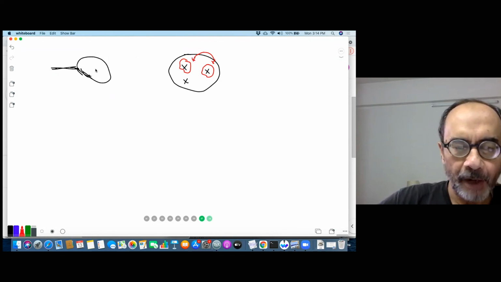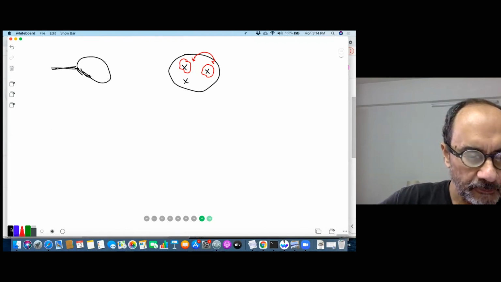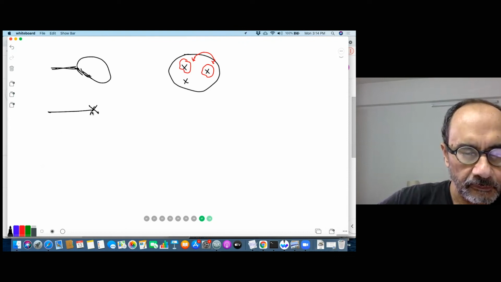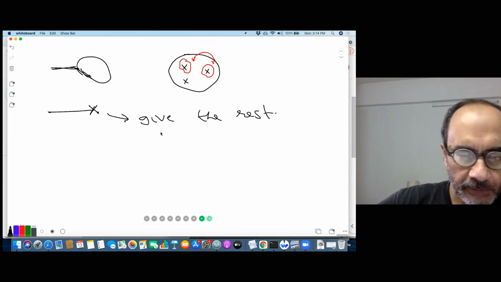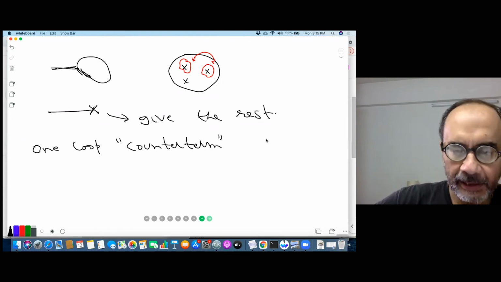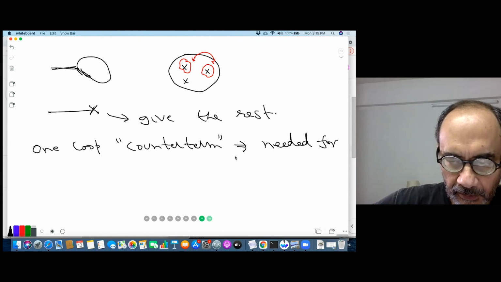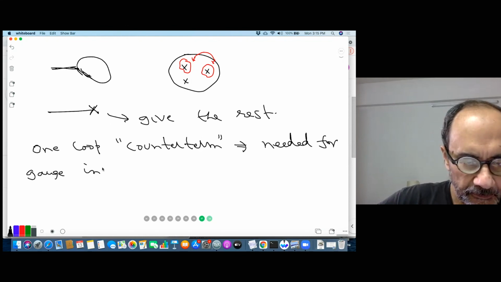So this will again cover part of the integration region of the 1-punctured torus. And then you cover the rest by a contact diagram. So this will give the rest. And the interpretation of this contact diagram will be that this is like a 1-loop counter term, counter term in quotes. It's like a counter term that we have in quantum field theory, except that this is needed for gauge invariance and not UV finiteness.